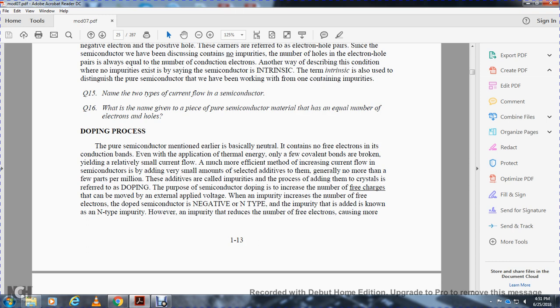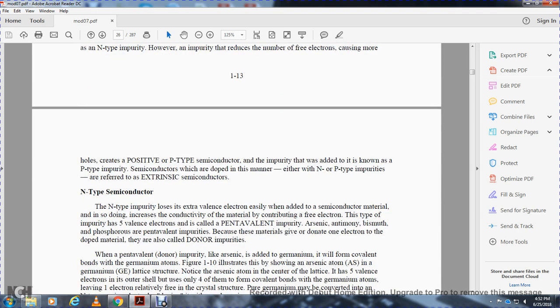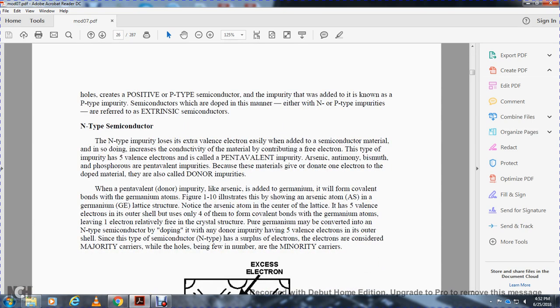One type of impurity increases the number of free electrons; the doped semiconductor is negative, or N-type, and the added impurity is known as an N-type impurity. The other type of impurity reduces the number of free electrons, causing more holes, and creates a positive, or P-type, semiconductor. The added impurity is known as a P-type impurity. Semiconductors doped with either N or P-type impurities, negative or positive, are referred to as extrinsic semiconductors.